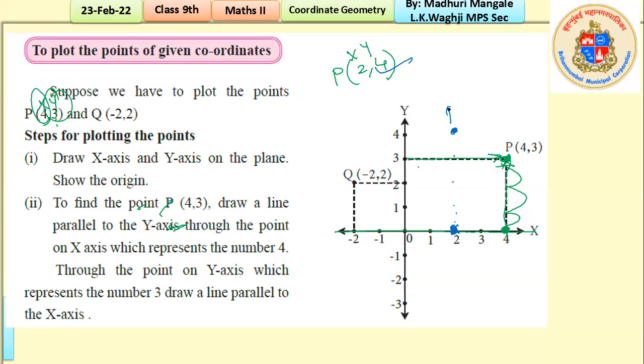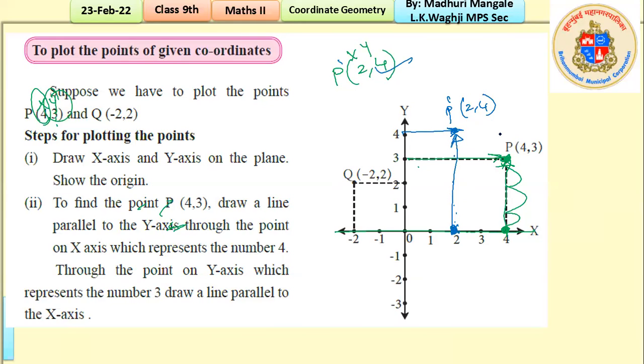This point is, let's say, P dash. So this point is 2, 4. All right, that's how we plot the point. Or you could draw one line like this from y equals 4, and one line like this from x equals 2, and that's how you get the point.